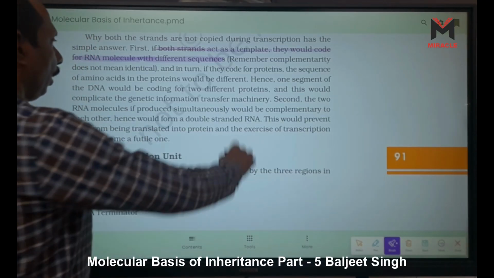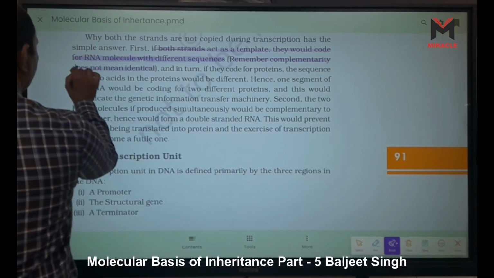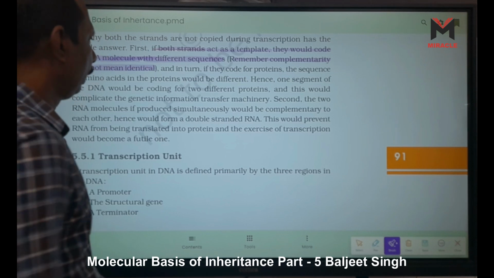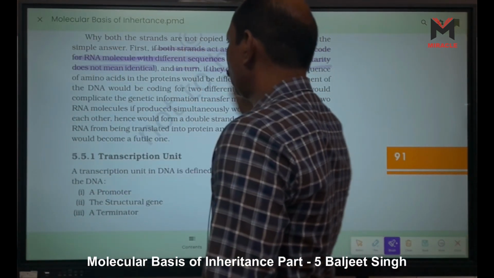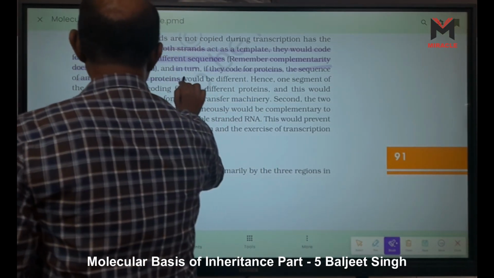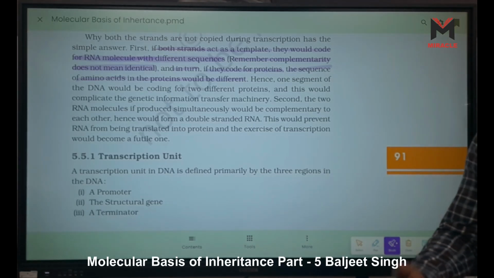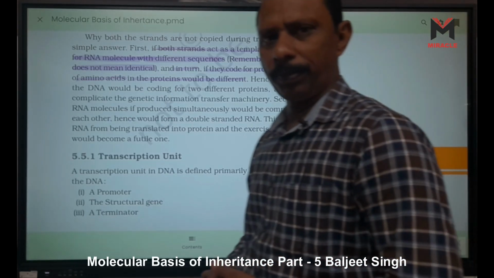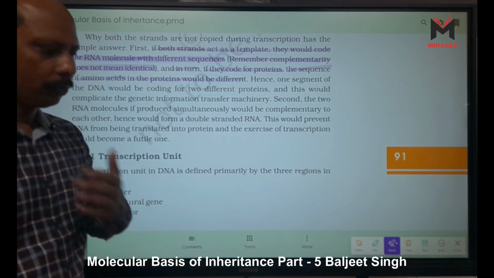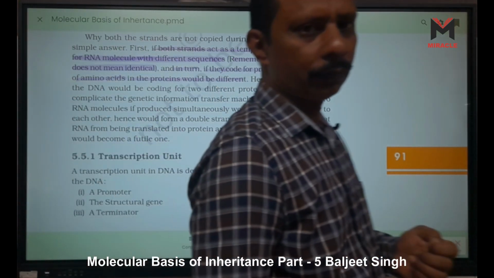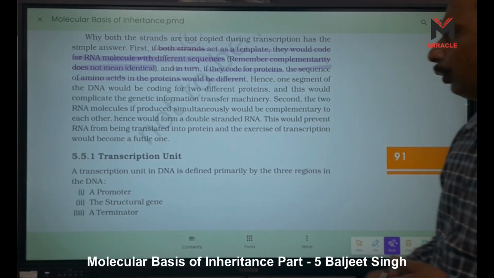First thing is here, because remember, complementarity does not mean identical. It is totally different, right? And in turn, if they code for protein, the sequence of amino acids in the proteins would be different. As I will tell you, AUG means methionine, right? UAC is not methionine, right? UAC means it is responsible for valine, right? So it is not responsible for methionine.